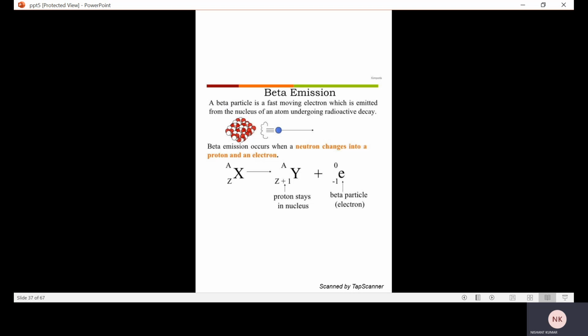Actually here one neutron is broken into a proton and an electron. The proton goes into the daughter nucleus Y and the electron is released. So X breaks into Y and an electron. The atomic number Z becomes Z plus 1, but the mass number does not change.